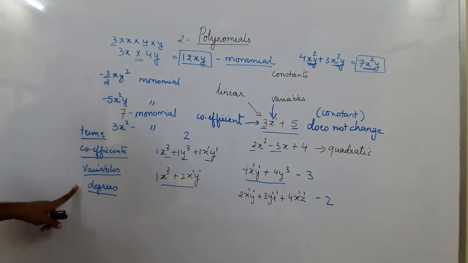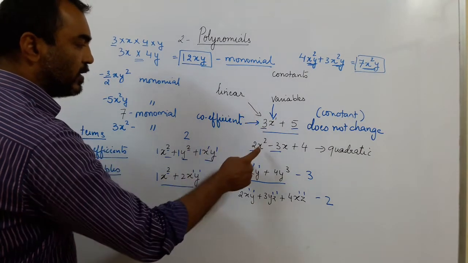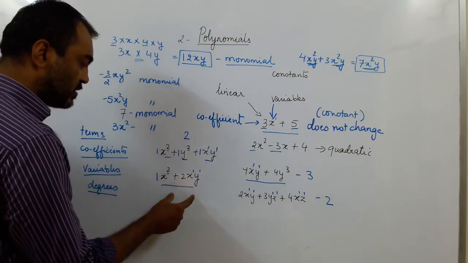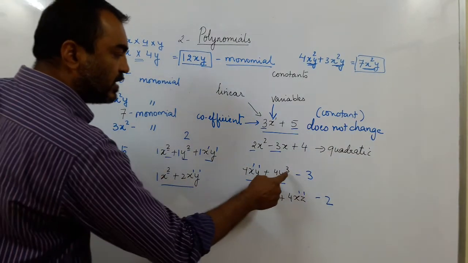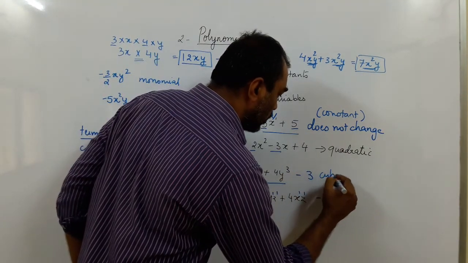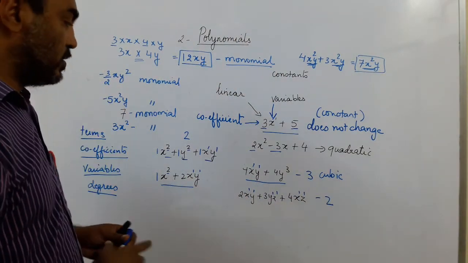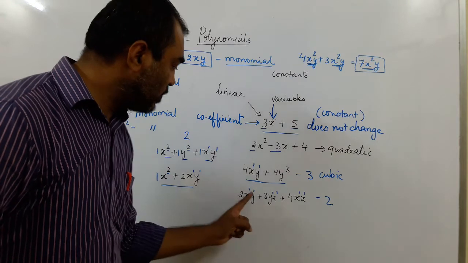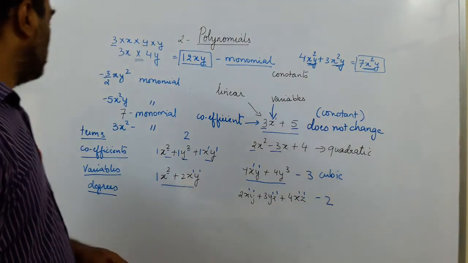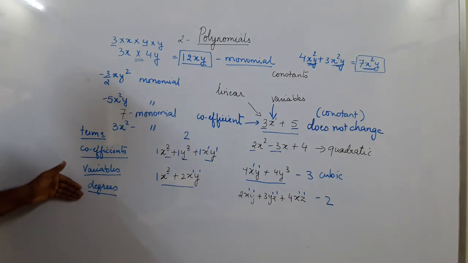And next comes the degree, the highest power. So degree 1 is called linear, highest degree 2 is quadratic, highest degree 3 is cubic. This one is cubic because the highest degree is 3. Why the degree is important will come later. And here three variables but the highest power is 2, 1 plus 1 is 2, 1 plus 2, degree 2. So you understood terms, coefficients, variables and degrees.